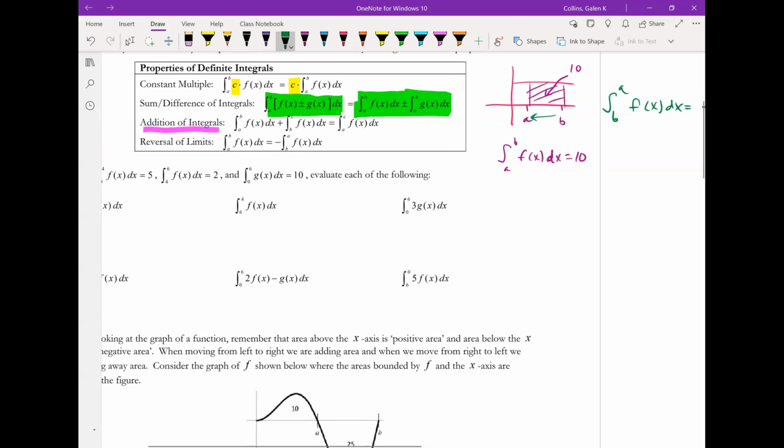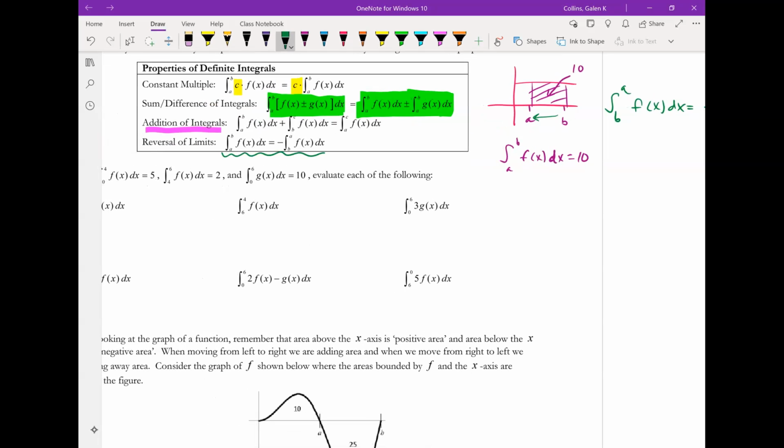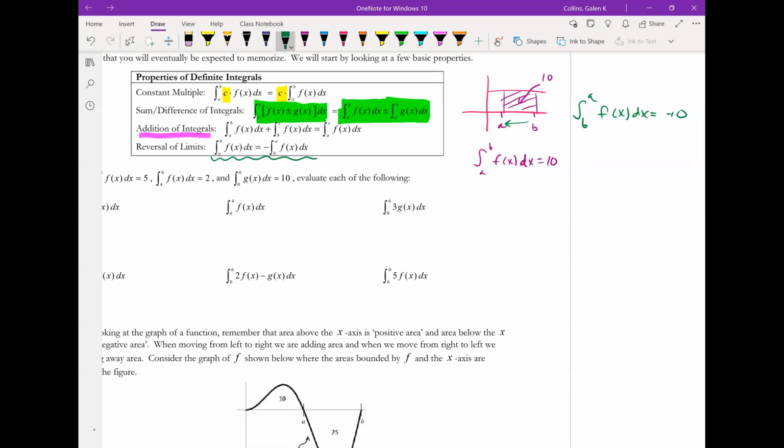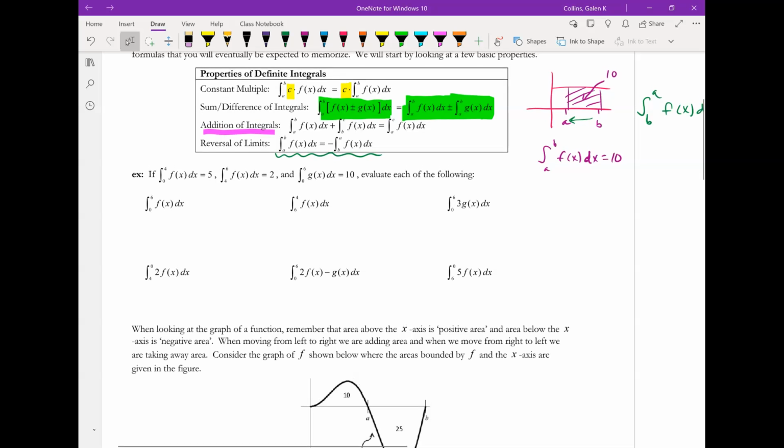That's what this reversal of limits statement is telling us: if we go from right to left instead of left to right, then we're going to multiply what we get for our integral by a negative. Okay, so let's try this example using these properties.